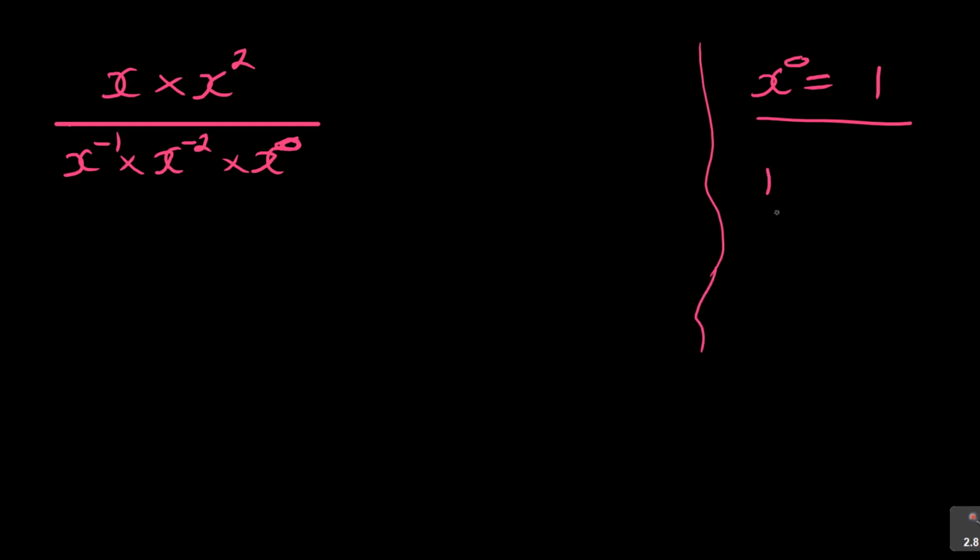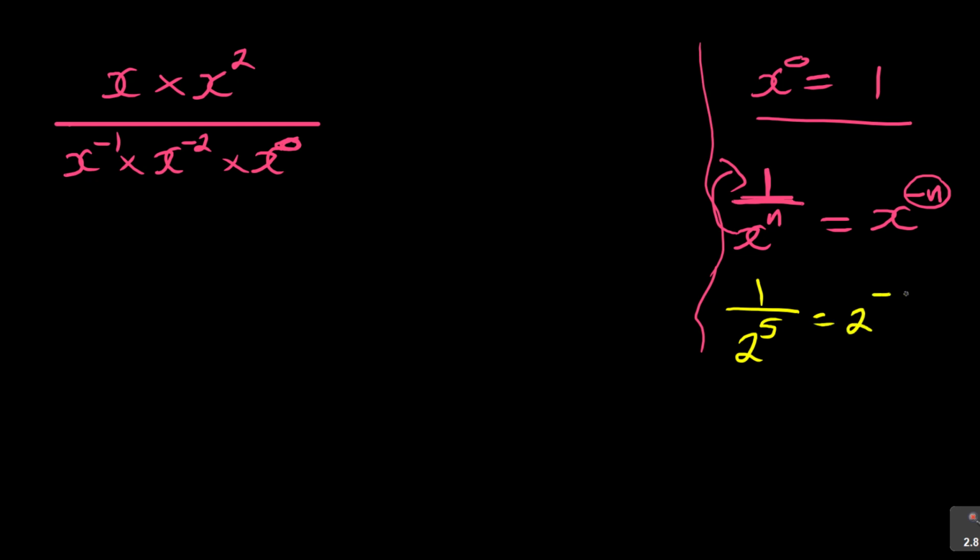Secondly, pay attention. If I have 1 over x to the power of n, and I want to take this to the top, it becomes x to the power of negative n. So to get rid of this division sign, the 1 over, you put this minus. Meaning, if I say 1 over 2 to the power of 5, you're going to say 2 to the power of negative 5. You see what I did?